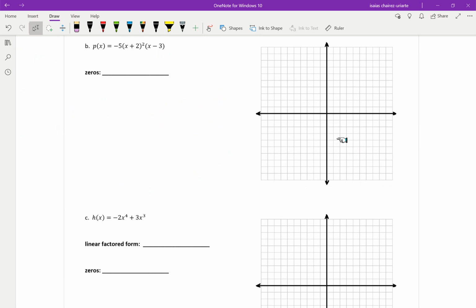Actually, you try the next two. Use the same instructions. In these next two problems, you're supposed to do the same thing. You first want to factor the polynomial as much as possible. Part B is already factored for you, but in part C, you're going to have to do the factoring yourself. And then identify the x-intercepts and their multiplicities, and create a little sketch of the graph.